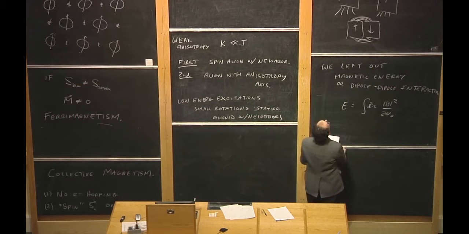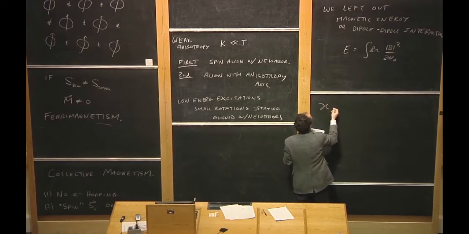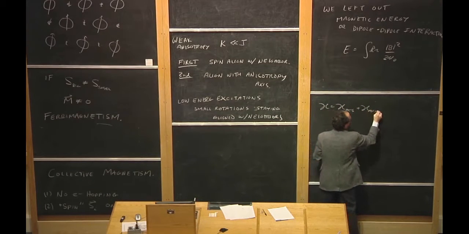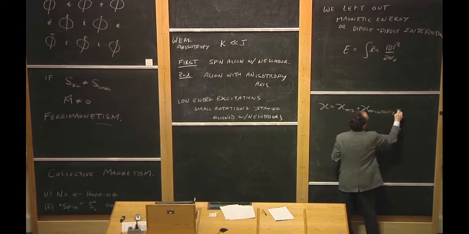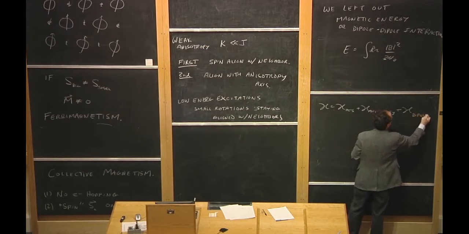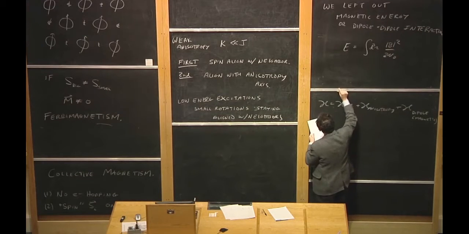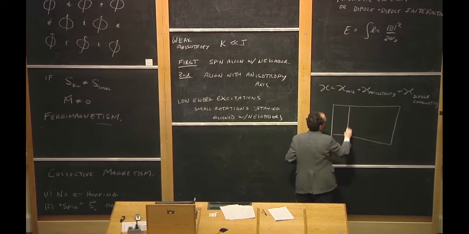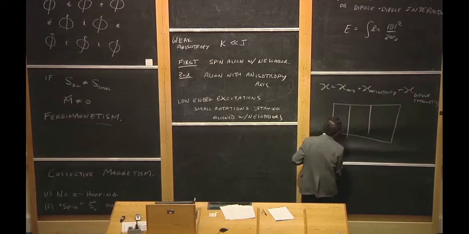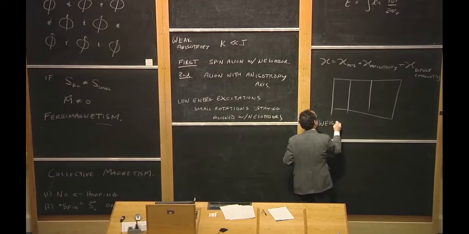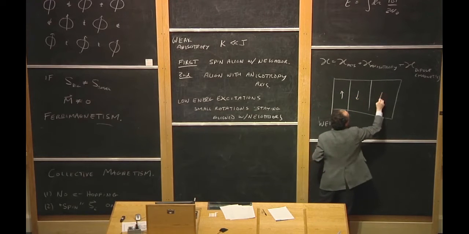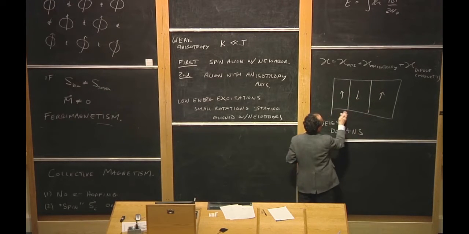So what actually happens in a real physical system? We're now going to write H equals H Heisenberg plus H anisotropy, plus we're going to add H dipolar interaction, or magnetic energy. Then what actually happens is, here's your big system, and the system will break up into what are known as domains, sometimes called Weiss domains, where some point up, some point down, some point up, like this. It'll break up into many little domains.